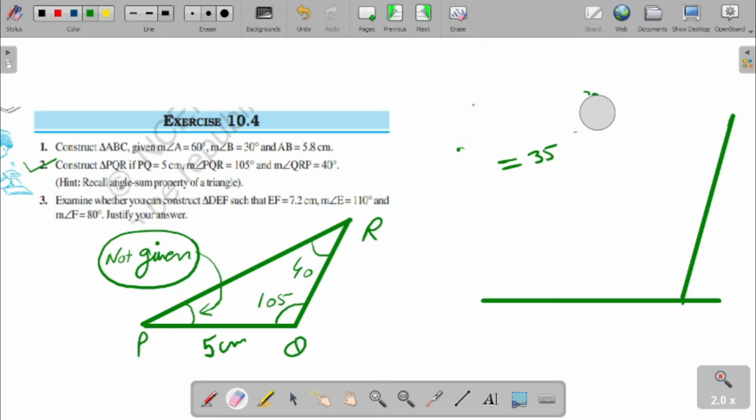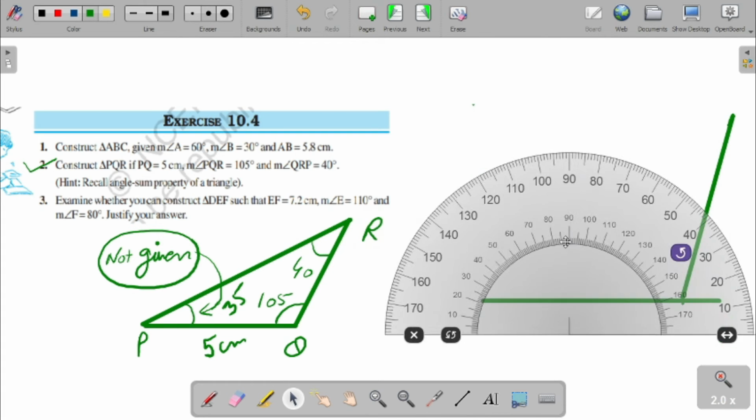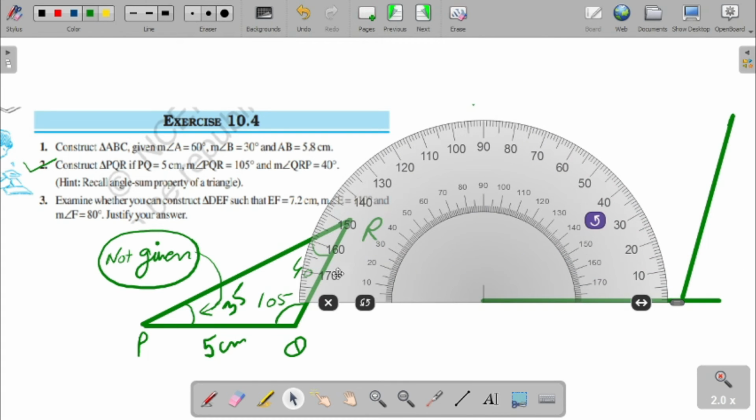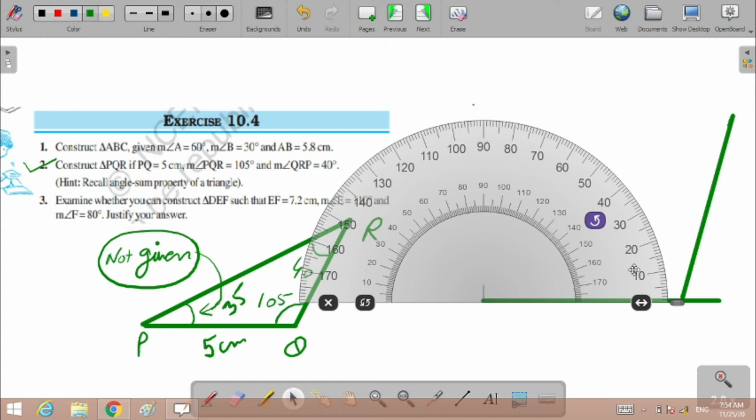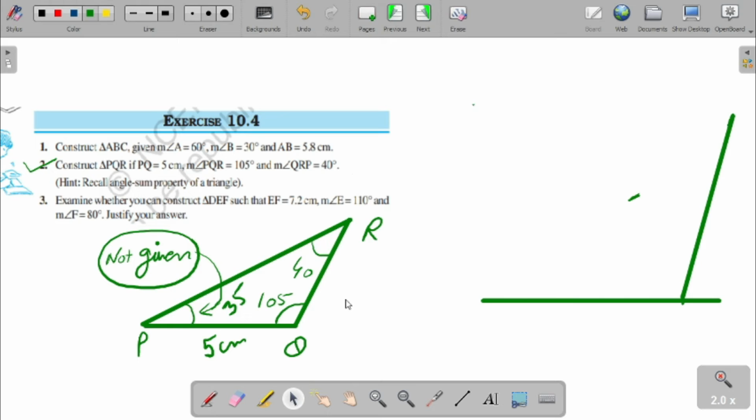So then we draw 35. Here this is 35. With the help of a protractor, here on this side we make 35. We are using this upper scale, this side. We need 35, this point is for 35. Then you can remove this one. Then with the help of the scale, we can extend it.